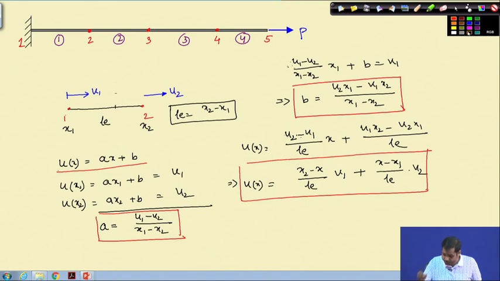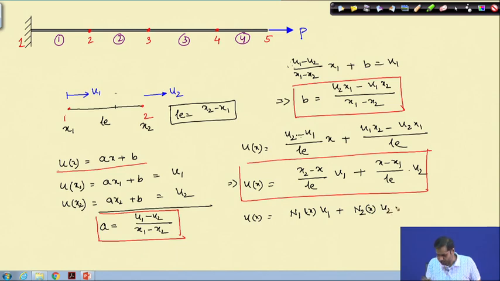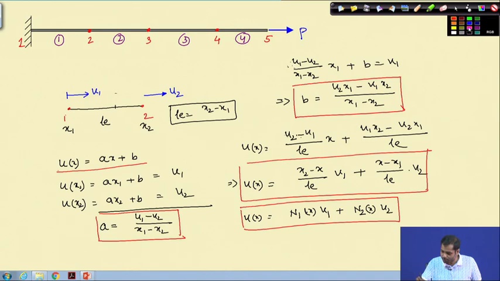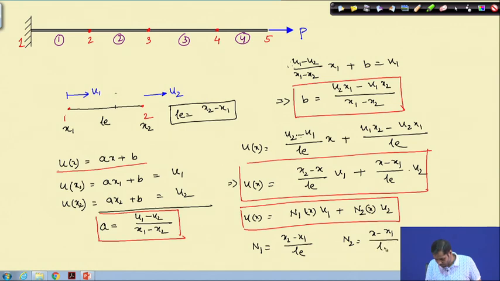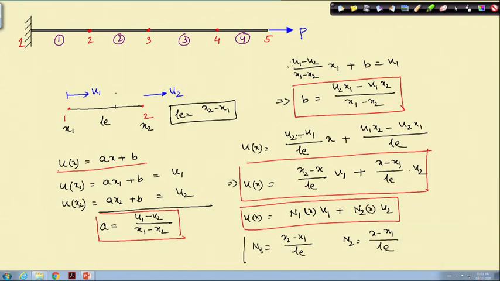Now, let us write this expression as u(x) equal to N1, a function of x, times u1, plus N2, which is also a function of x, times u2, where N1 is equal to (x2 minus x) by LE and N2 is equal to (x minus x1) by LE, right. This is important. These N1 and N2 are called shape functions.